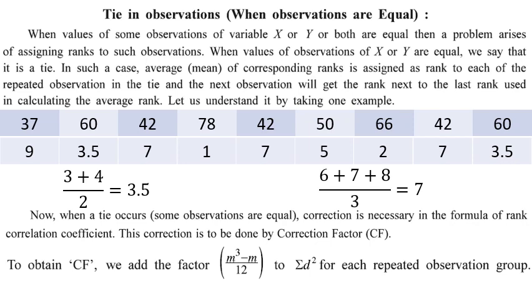This answer will be added to the summation d square which we get from our regular table. In this formula m cube minus m upon 12, m is the number of times an observation is repeated. That means, for example, in this observation 60 is repeated twice, so m will be 2. 42 is repeated thrice, so m will be 3. So 3 cube minus 3 upon 12, and 2 cube minus 2 upon 12. Whatever the answers, we will make a total of those answers and we will add that into our summation d square. Let's see how.